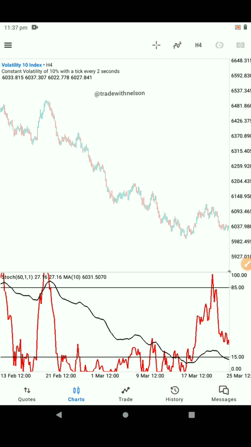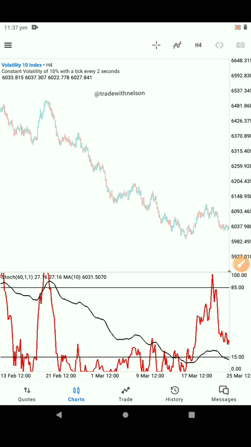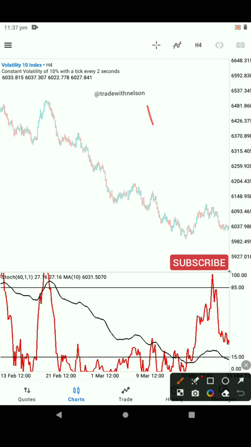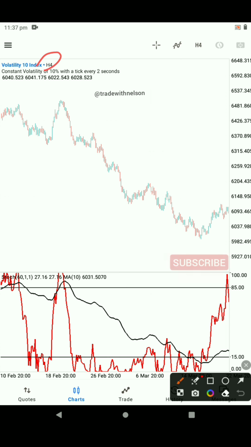Very quick strategy that you can use to trade the volatility index market. This is not a scalping strategy. We are swing trading with this strategy. We combine price action along with these indicators that you see over here. If you look carefully on my chart, this is the 4-hour time frame and this is Volatility 10.